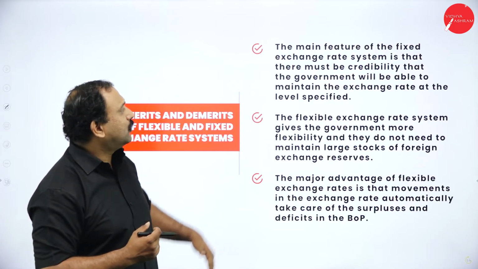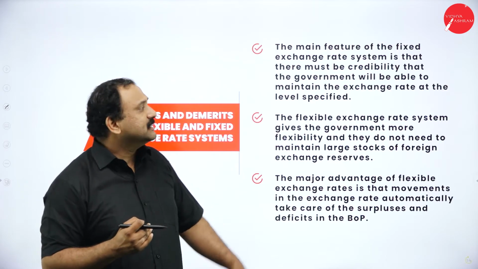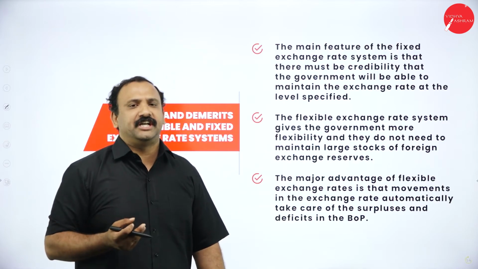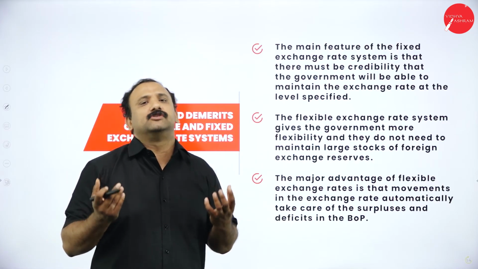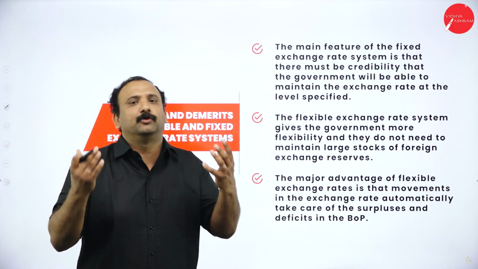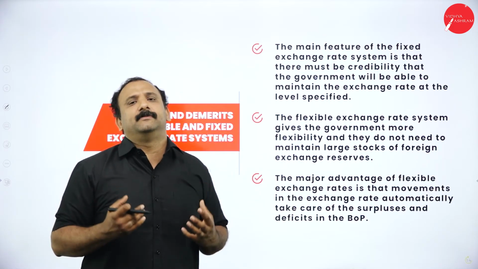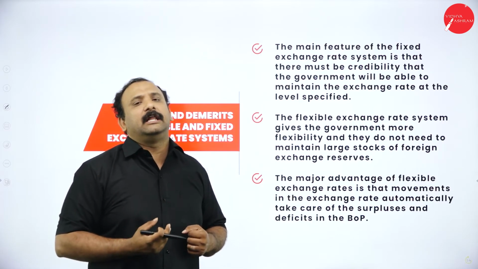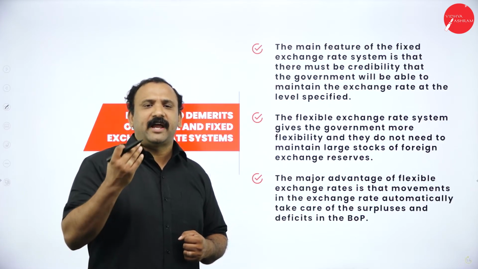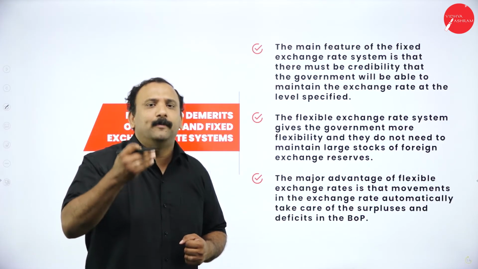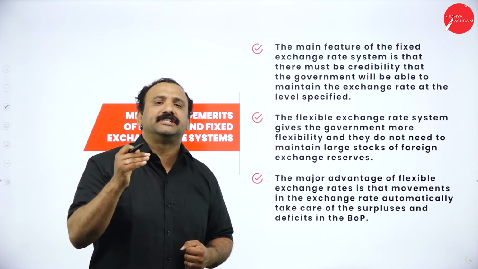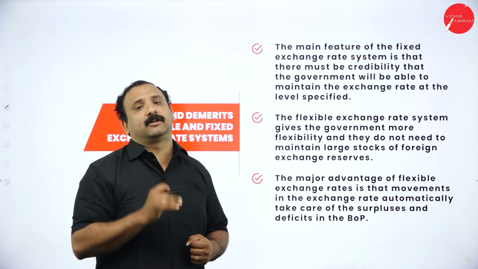Now, the main feature of a fixed exchange rate system is that there must be credibility in the government. If the government is shaky, its credibility is not very high, it keeps changing too much, the policies are not up to the mark, and the open economic system is not supporting, then automatically the international trade arena will have doubts about the government and the system itself. That will make the fixed exchange rate system come down. There will be a question mark on that.